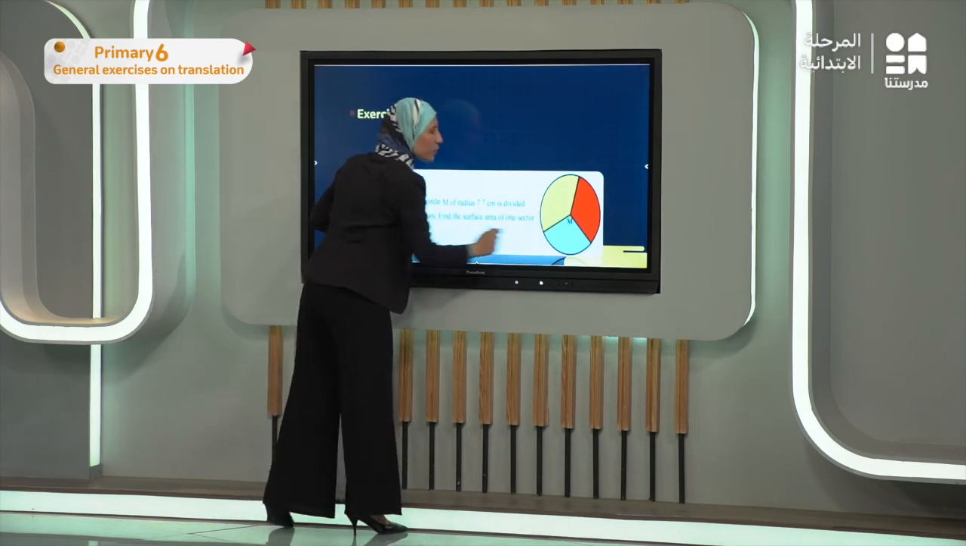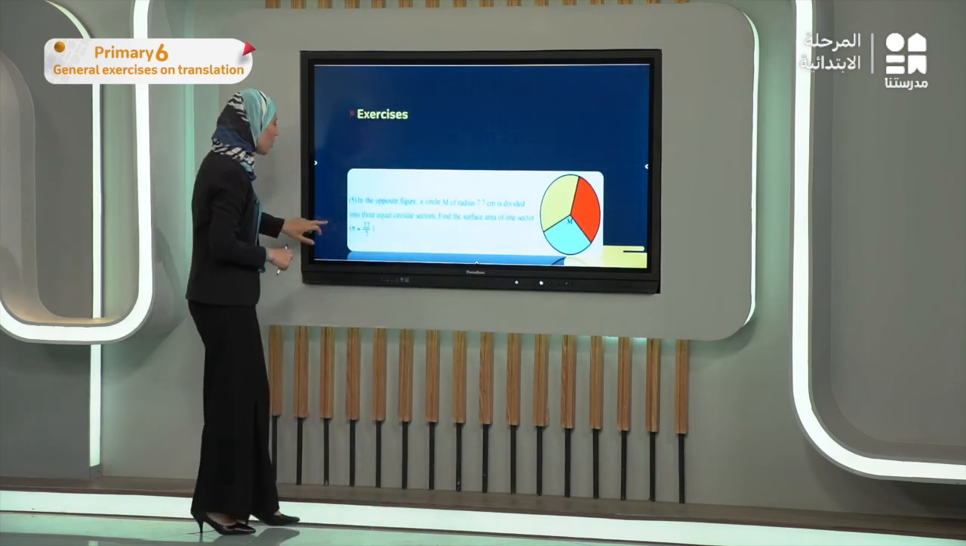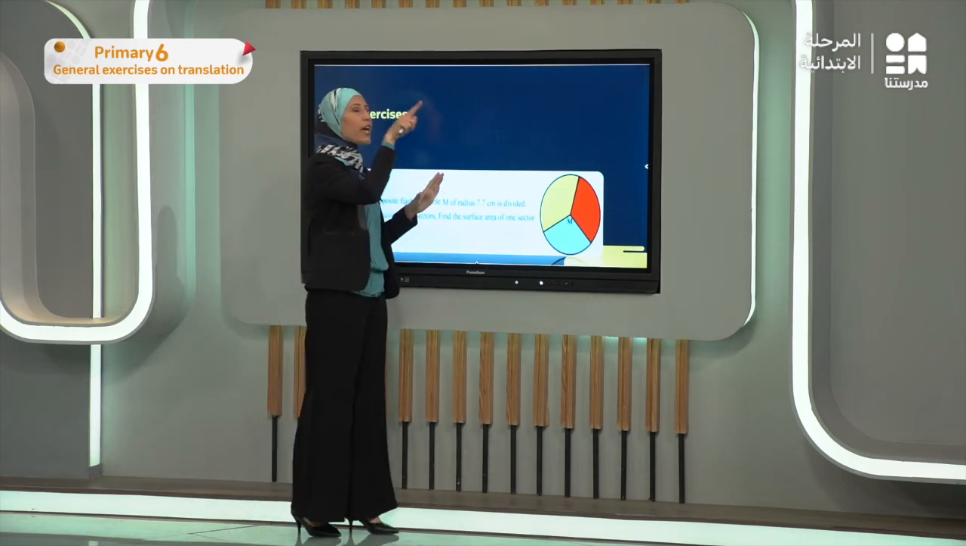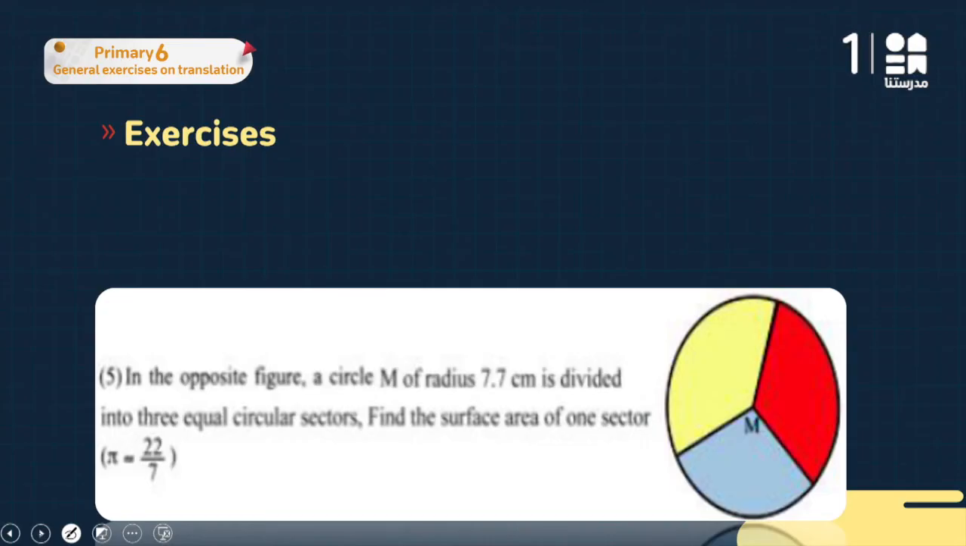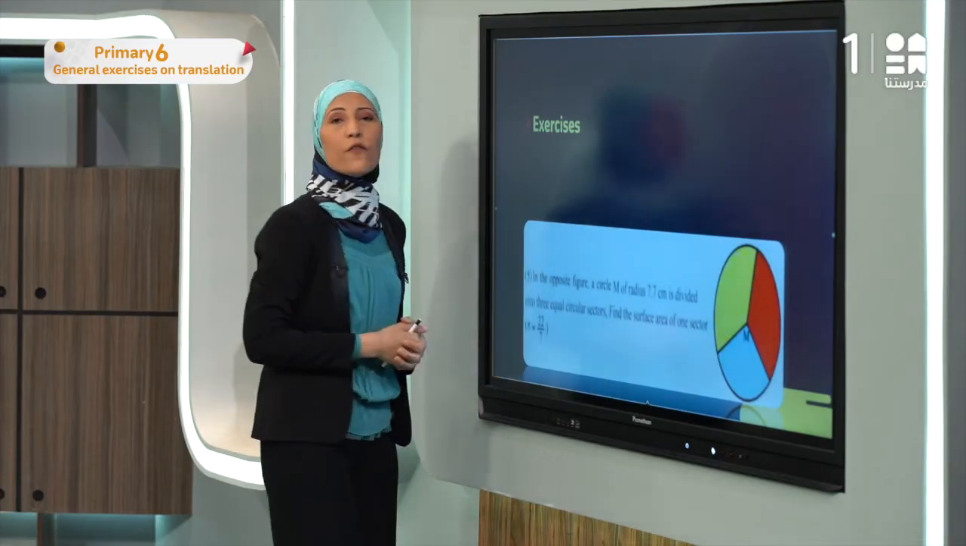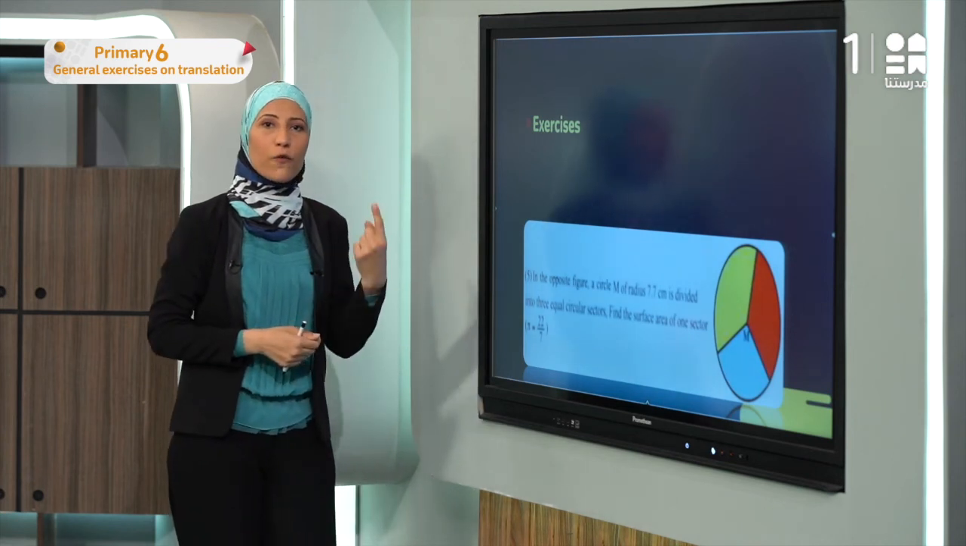Each one sector equals what? Okay, so I have 3 sectors. So how can I find that? I will find the area of the whole circle. Then I will divide it by 3 because I have 3 equal sectors. So I will divide by 3 to find the area of one sector.